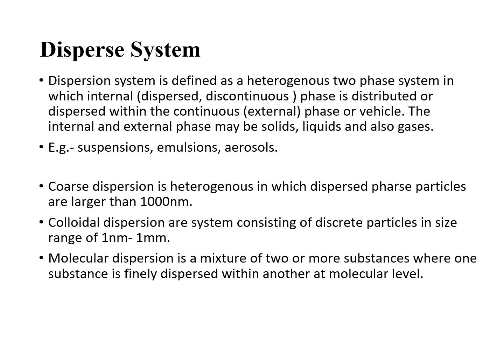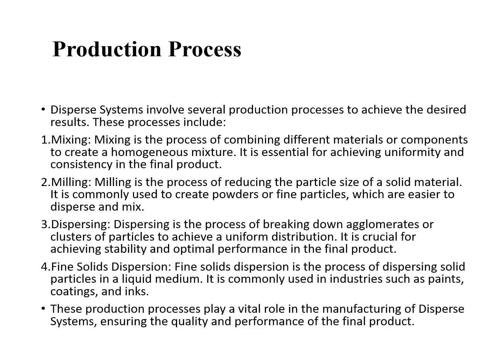Coarse dispersion is heterogeneous, in which dispersed phase particles are larger than 1000 nanometer. Colloidal dispersions are systems consisting of discrete particles in the size range of 1 nanometer to 1 mm. Molecular dispersion is a mixture of two or more substances where one substance is finely dispersed within another at the molecular level.